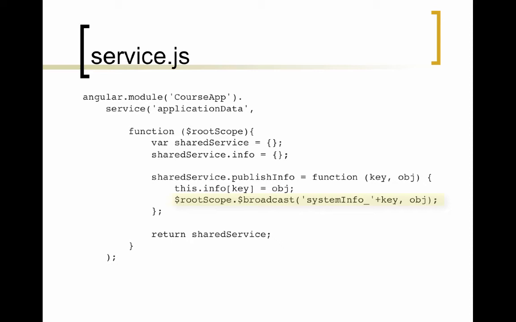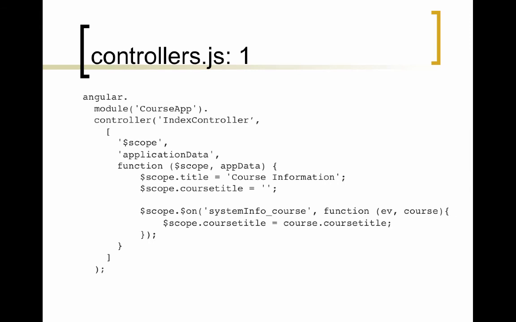And I'm taking advantage that with broadcast, you can pass a second parameter, which is an arguments parameter. In this case, I'm passing the object that was called in. And then that's the end of the constructor, so I just return the shared service. So how can we use that? Well, let's look at one of the controllers, the index controller in this particular example.